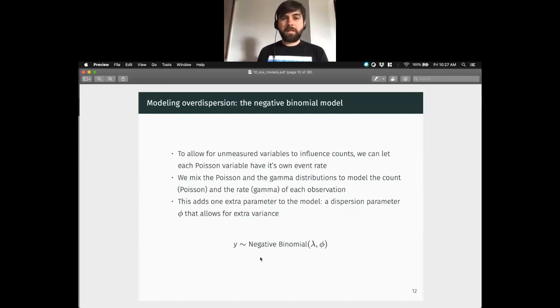So we're going to allow for unmeasured variables to influence counts, and we can let each Poisson variable have its own event rate, right? So we have lambda, but we can also allow the variance of each count to move a little further than it would just according to lambda alone. And so we're going to have two parameters now. Each row of the data is going to get a lambda, and it's going to get a phi. Phi is going to determine the dispersion of that count. How variable is that count expected to be?